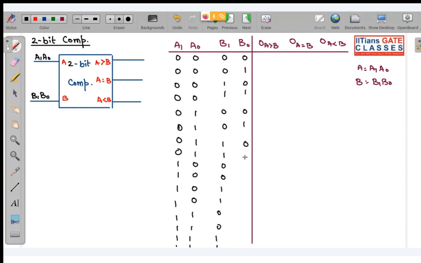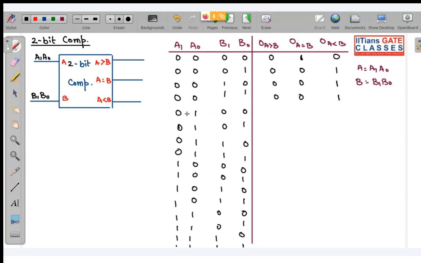See, so now this is the long way of doing. Okay, very long way. So you can see A1 A0 is 0 0, B1 B0 is 0 0, so this will be 1, remaining all 0. Over here you can see B1 B0 is 0 1, A1 A0 is 0 0. So A is less than B, so this will be 1, remaining all 0. Again here A is less than B, because B1 B0 is 1 0 and A is still 0 0. Again over here this will be 1, remaining all 0.